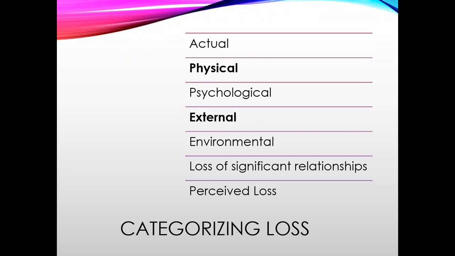or home. We can have environmental loss, which involves the change in a familiar environment, even if the change is perceived. So a good example of an environmental loss would be moving to a new home, getting to a new job, losing a job, going to college. Loss of a significant relationship could be the loss of a spouse, a sibling, a family member, a significant other.